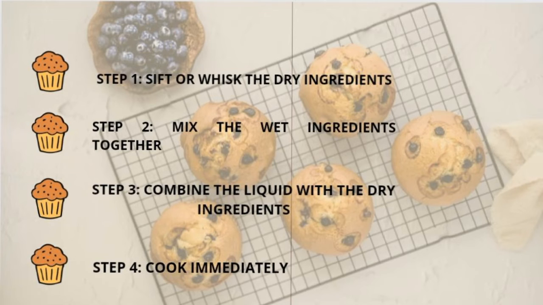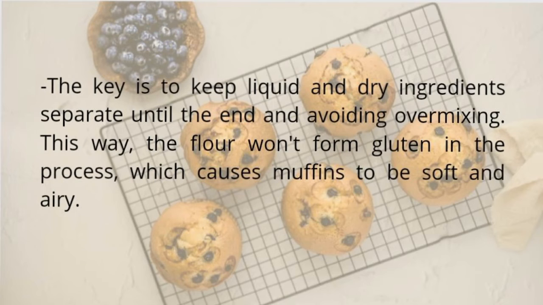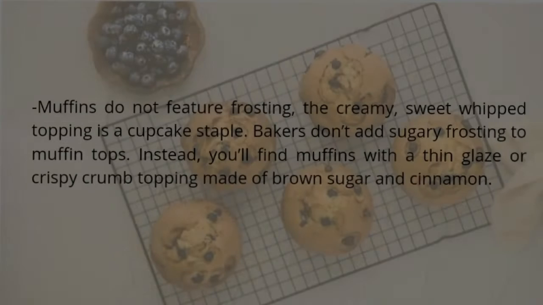Cook immediately. Why should mixing of dry and liquid ingredients be avoided in the muffin mixing method? Because the key is to keep liquid and dry ingredients separate until the end and avoid overmixing. This way, the flour won't form too much gluten in the process, which causes muffins to be soft and airy.